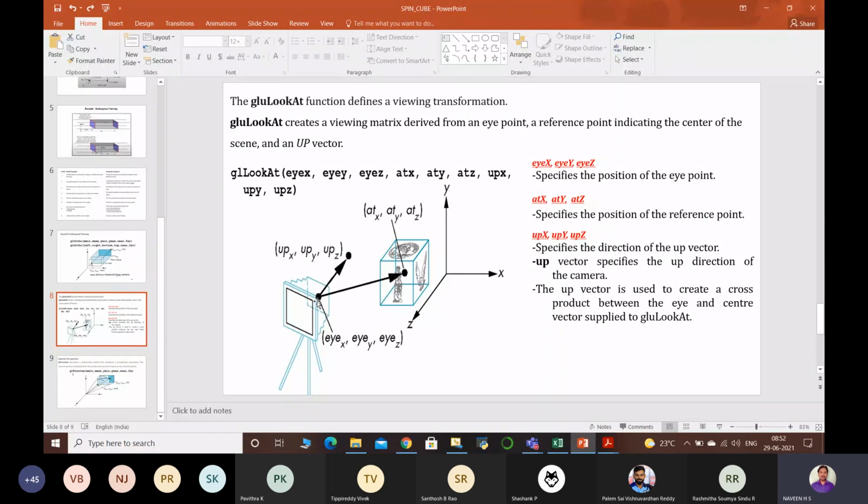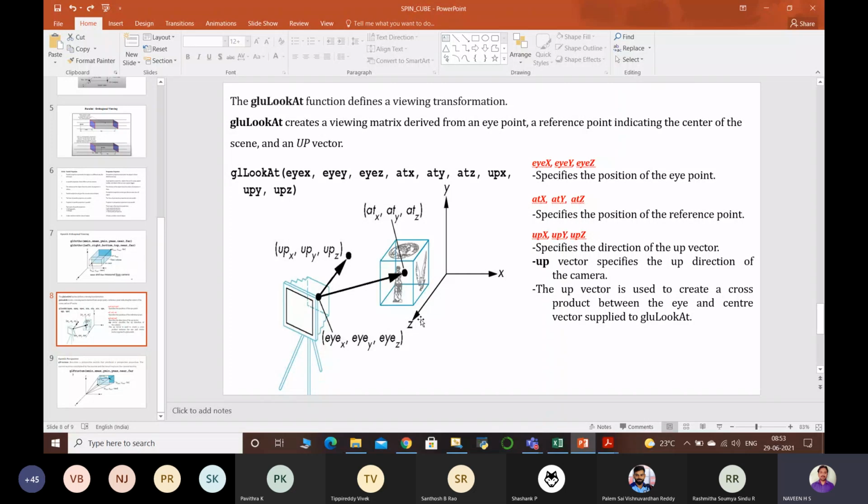And next is the eye coordinate system. Through my eyes, how I am able to visualize this object or this particular cube, that is Ix, Iy, Iz. It specifies the position of the eye point or the camera. So this is that point. And upX, upY, upZ: what is this up vector? It specifies the direction of the up vector, that is, the up direction of the camera.